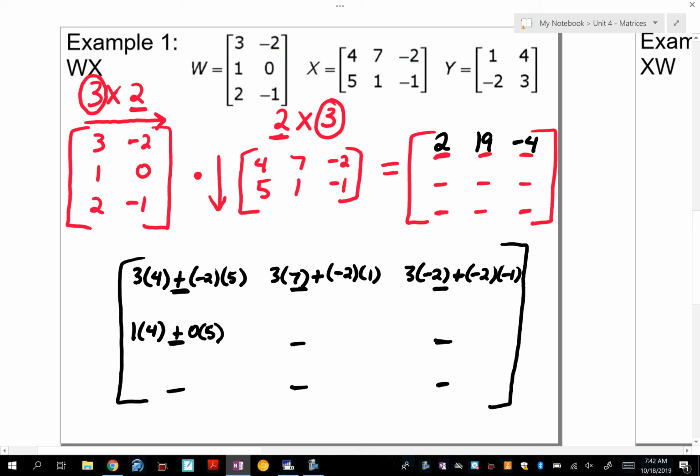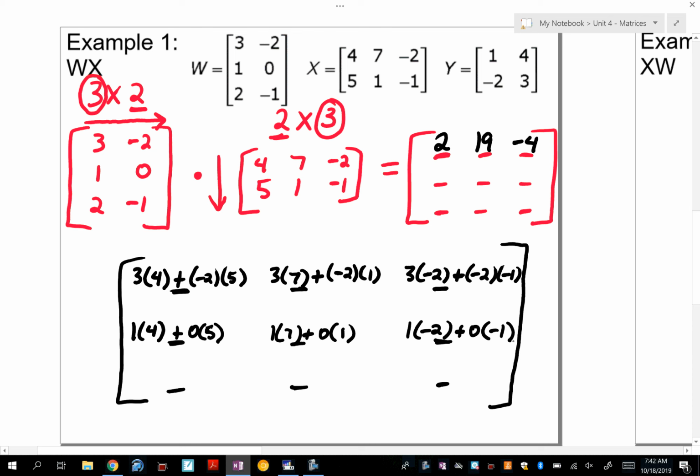Let's keep going to the next column. Sticking with the same row of my first matrix in matrix W times the second column of 7 and 1. So 1 times 7 plus 0 times 1. You starting to see the pattern? Excellent. Finally, this last column here, 1 times negative 2 plus 0 times negative 1.